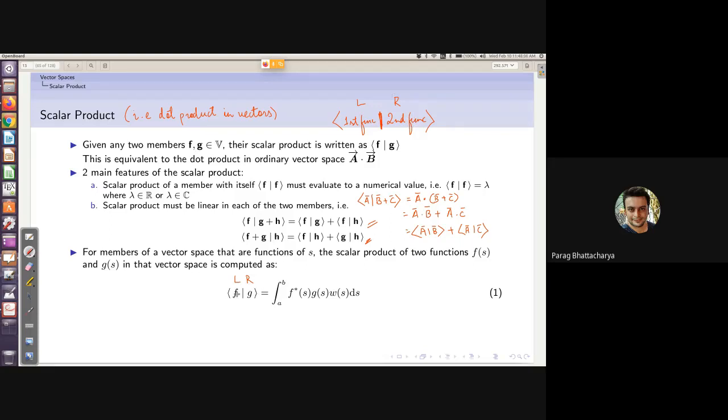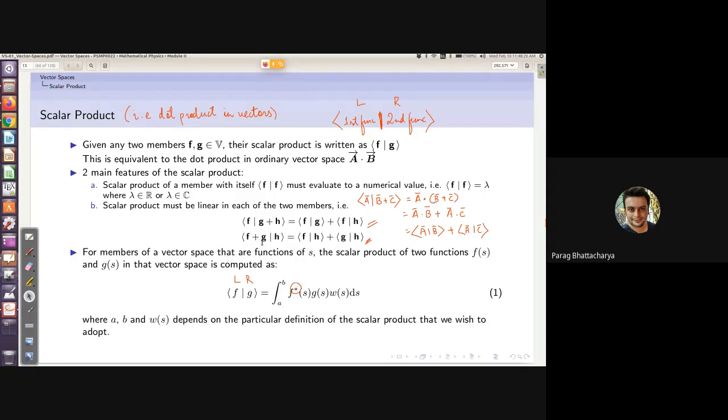So if I have a scalar product like this, what I have to do is take the conjugate of the function which is on the left side of the bar. Then you take the function on the right side of the bar as it is, don't take the conjugate. So conjugation always has to be done only for the first function, the left function. Take the product of these two, multiply this with some other function w, and integrate between a and b. Here this a, this b, and this w function depend on the particular definition of the scalar product that we wish to adopt.